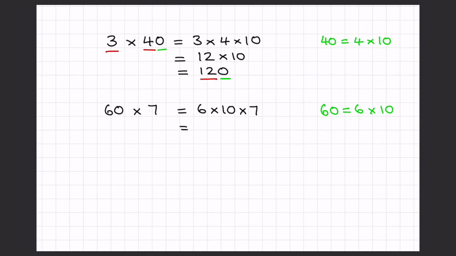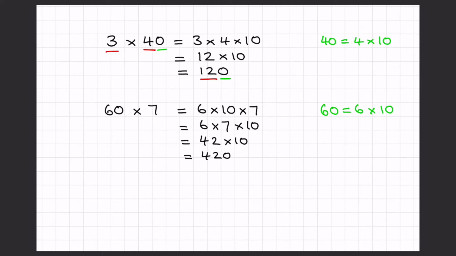Multiplication is commutative. What that means is, for example, 2 multiplied by 3 is the same as 3 multiplied by 2. So I'm going to rewrite this so it says 6 multiplied by 7 multiplied by 10. It's the same as 6 multiplied by 10 multiplied by 7. I haven't altered the answer. Now let's do 6 multiplied by 7, which is 42. So we have 42 multiplied by 10. Then we end up with the answer 420.